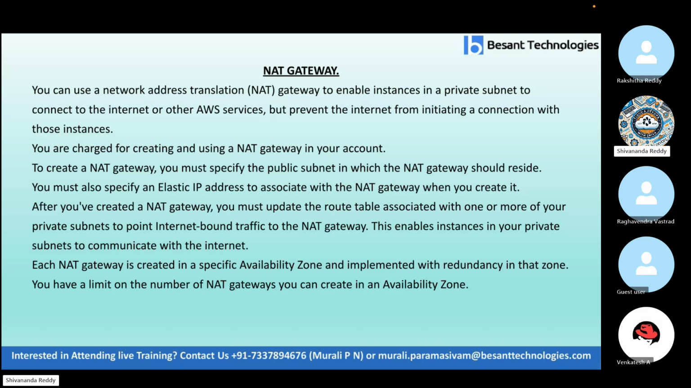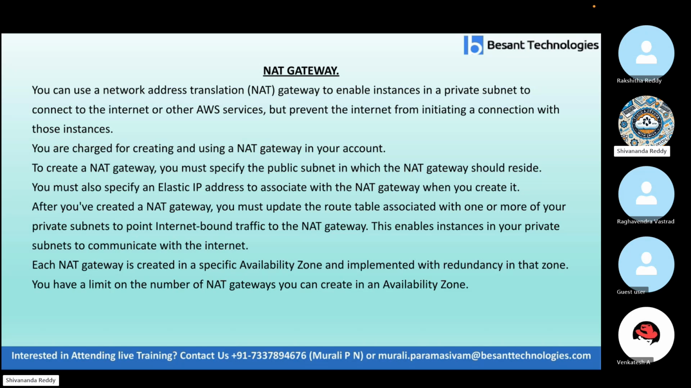You are charged for creating and using a NAT gateway in your account. To create a NAT gateway, you must specify the public subnet in which the NAT gateway should reside, and you must also specify an elastic IP address to associate with the NAT gateway when you create it. Nothing but, when you're creating a NAT gateway, you need to assign an IP address. That's the elastic IP. Elastic IP is a permanent IP.